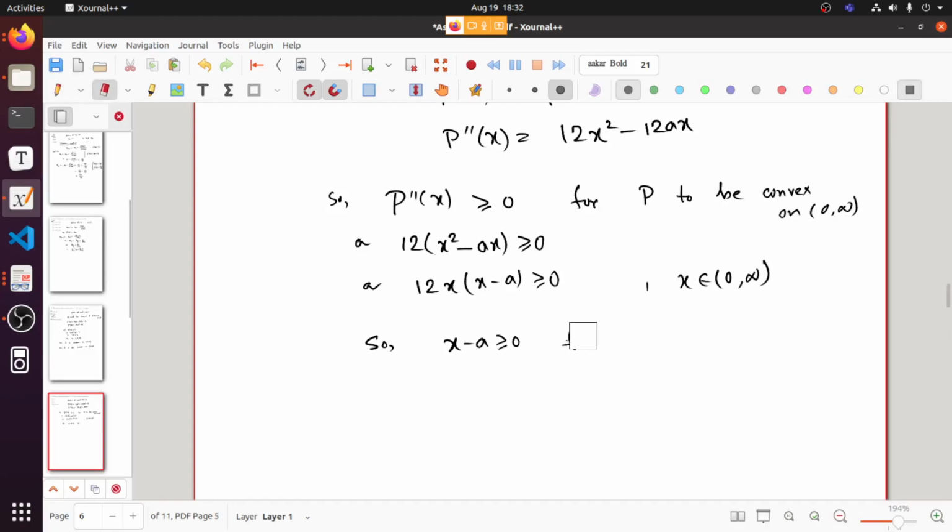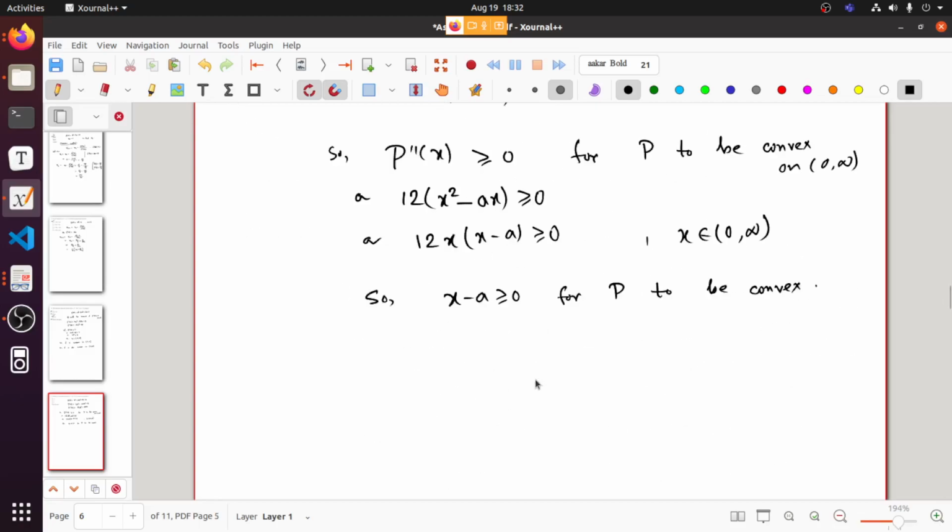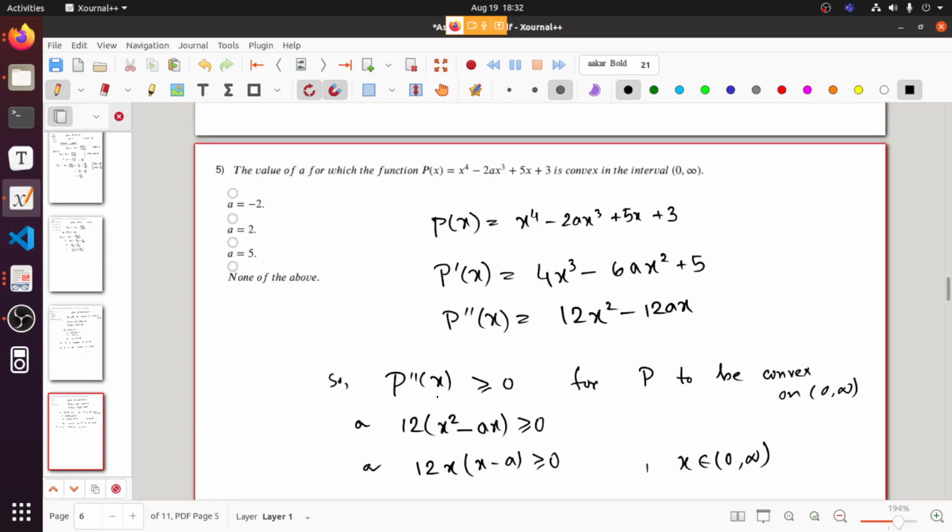So x minus a should be positive for p to be convex. So you have to check for which values of a, x minus a should be greater than 0. If a equals minus 2, then what happens? It will be x plus 2 and x is positive. So this is greater than 0 as x is positive, right? So for a equals minus 2, this will be positive. So a equals minus 2 is correct.